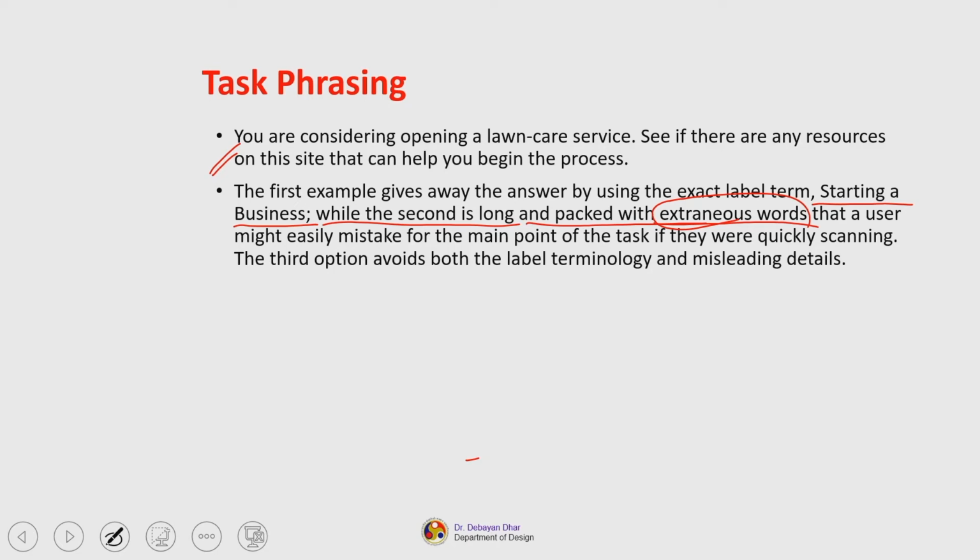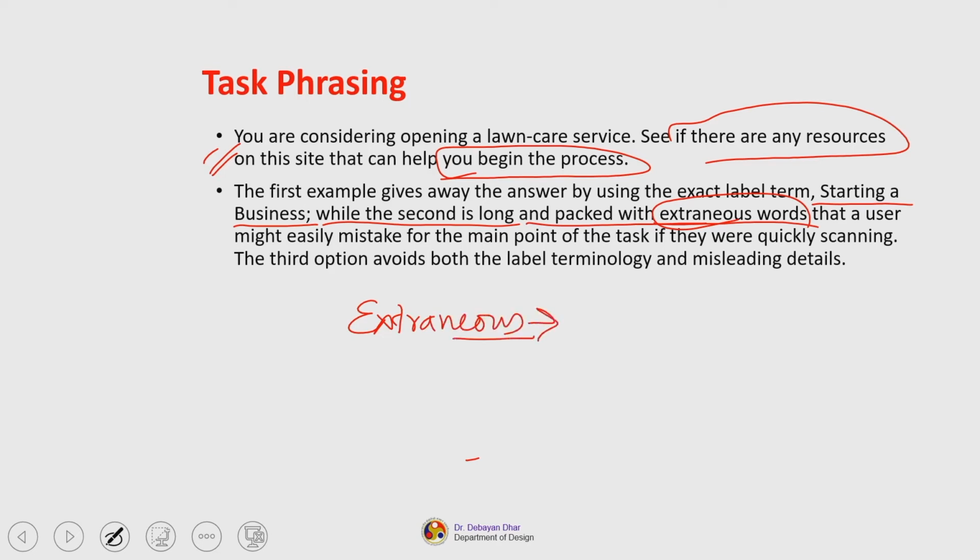So, there are these issues that you need to figure out. While the first one was very specific, giving away the specific terminology, the second one, which says you are considering opening a lawn care service, see if there are any resources on this site that can help you begin the process, has extraneous words, like any resources, and the user might easily mistake them. So, you need to be very careful in choosing the words when you give an activity to your user to figure out what he wants. The important takeaway from this discussion is that you ensure that you do not give out the specific terminologies and labels. You also ensure that you do not use words that are extraneous in nature, that means confusing and beyond the scope of your user.